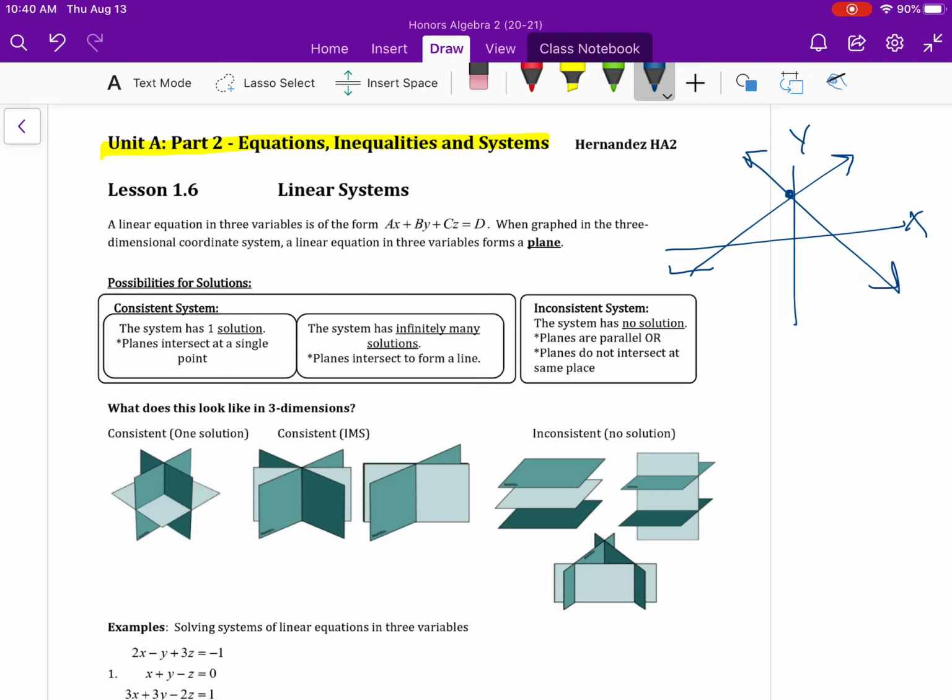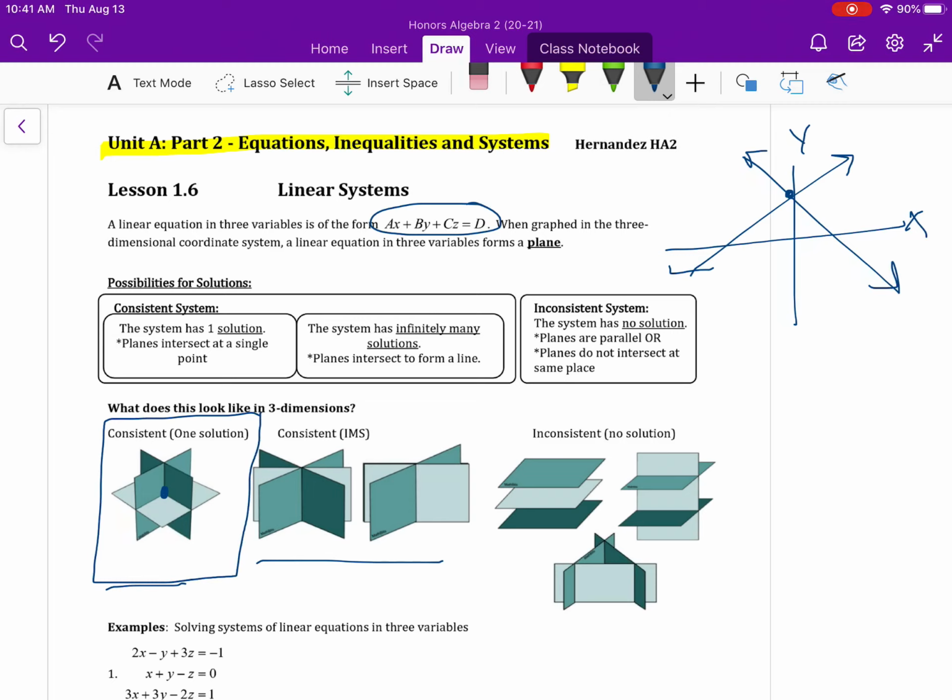Because you had an x-plane and a y-plane. But when we're talking about three variables, we have a three-dimensional plane. So instead of talking about intersections of lines, you can see examples are intersections of planes. A couple different things can happen. It could intersect at one single point right here, which is the ones that we like.